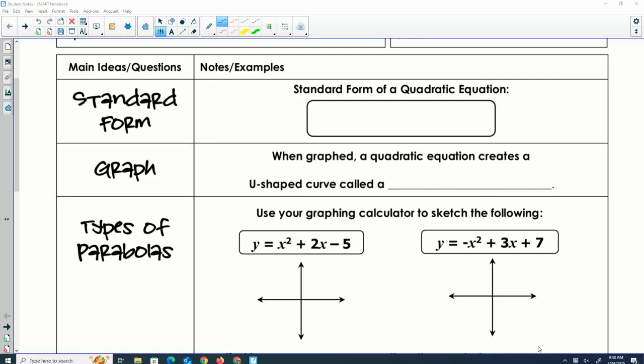We are talking a lot about quadratics, which we know from our last test. Quadratics, that's when you have a power of 2 in your equation. At the beginning of the year, we talked about lines. When it was linear, you had a power of 1. So quadratics have a power of 2.